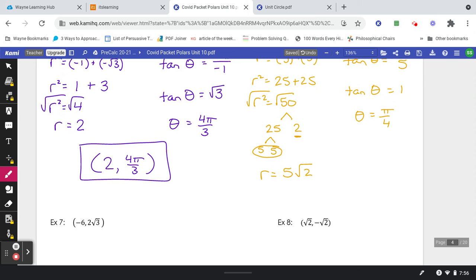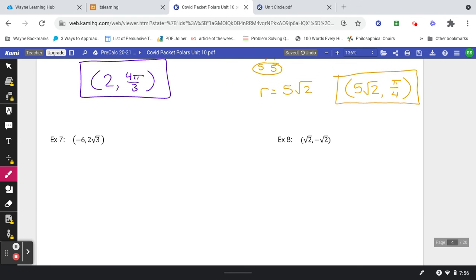We'll write our answer as an ordered pair, 5 radical 2, comma, pi over 4, r and theta. The distance and the direction. Example number 7.